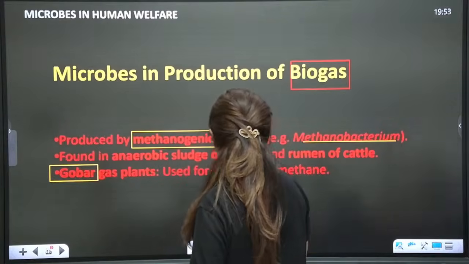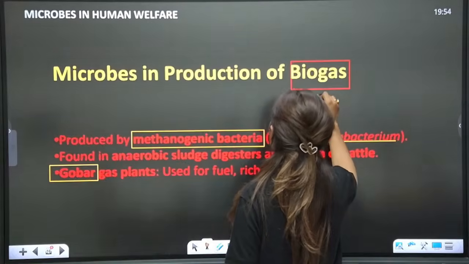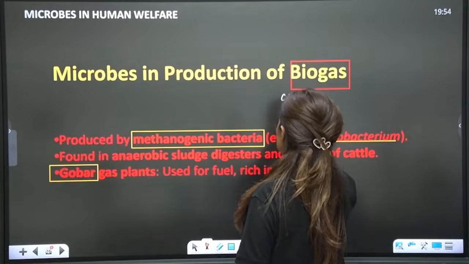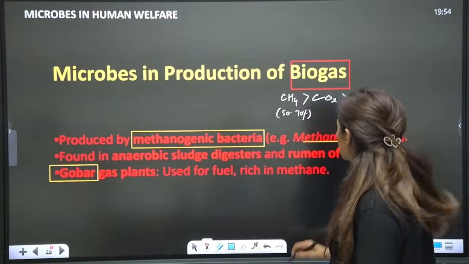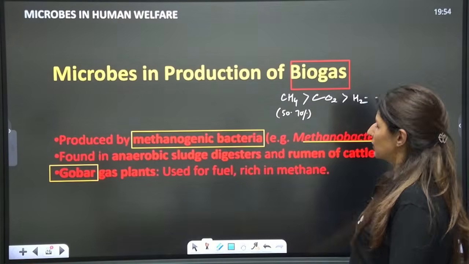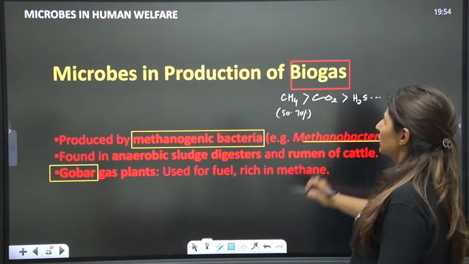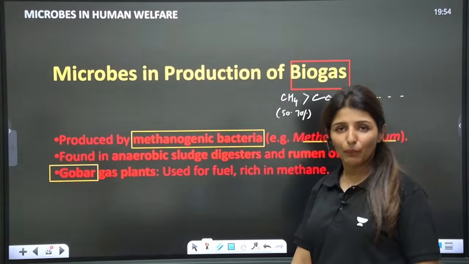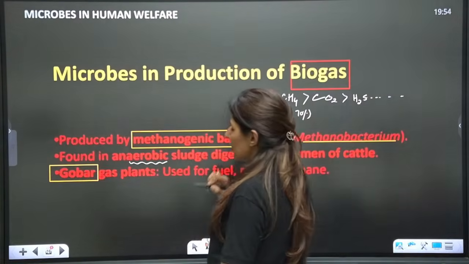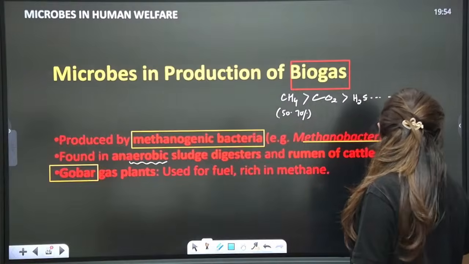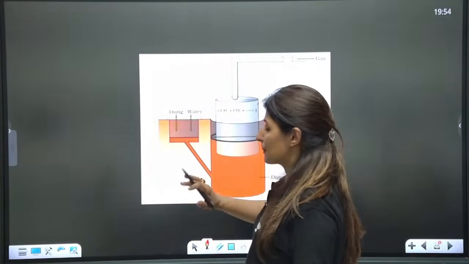Now the point is, the main component of biogas is methane, 50 to 70% is methane. Then we have CO2 and other gases, H2 as well as H2S, and the rest of the other gases. So methane is the main component. Is that clear? What is the process involved? It is again anaerobic digestion, anaerobic breakdown. Is it clear? You must know about this biogas plant and the labelings.